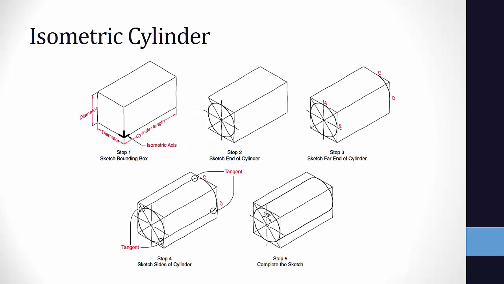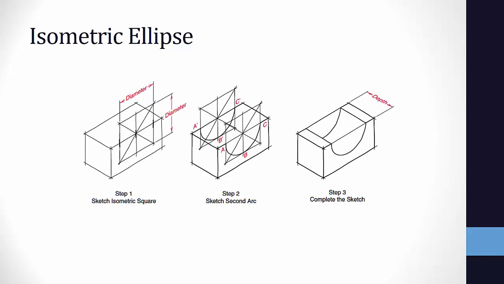Isometric cylinders are drawn in a very similar manner. Starting with your bounding box, add your sketch of the front face of the cylinder, then the rear end of the cylinder, followed by tangent lines. Once the object is created, the bounding box can be removed to finalize the sketch. Isometric ellipses, like the ramp shown here, follow the same procedure.